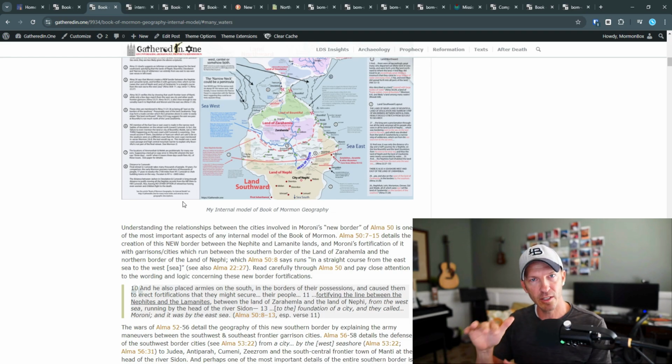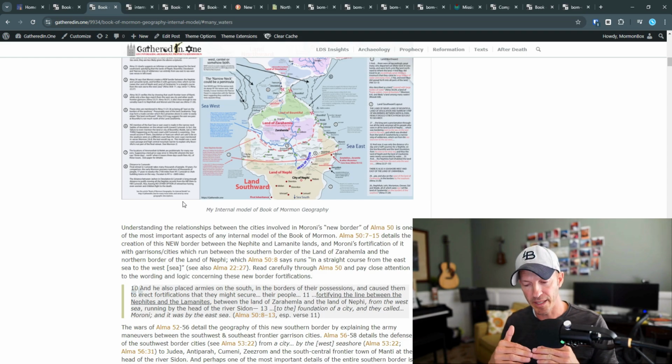Everyone addresses Alma 22 to some extent, even though the Heartlanders gloss over it because it doesn't fit their model very well, because of that darn West Sea, right? But it's the starting point that most people start on. The next point you have to go to is Moroni's new border of Alma 50, 51, and really through 57, all the wars that are fought by Moroni, which have such amazing directionality indicators in them, right? They all start from the starting point of the new border.